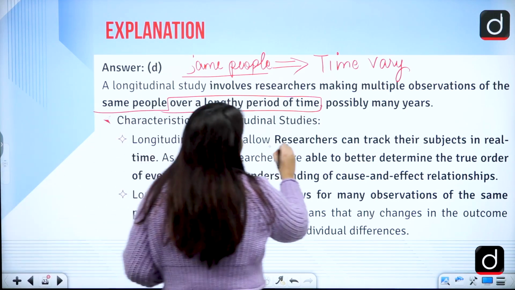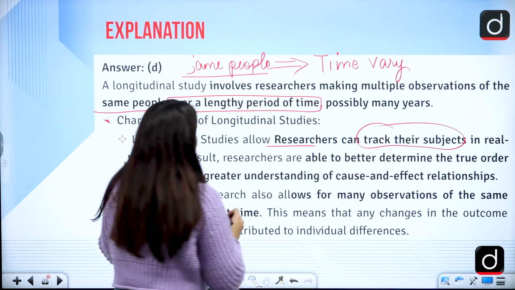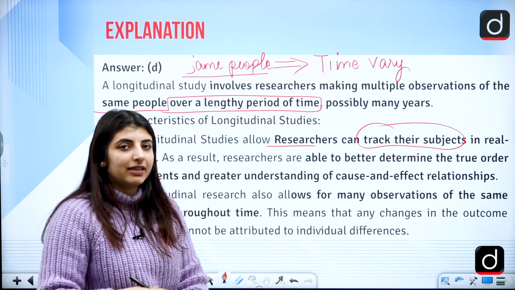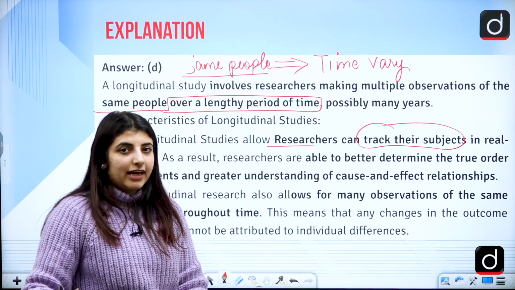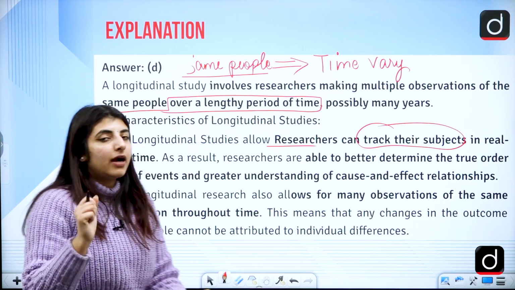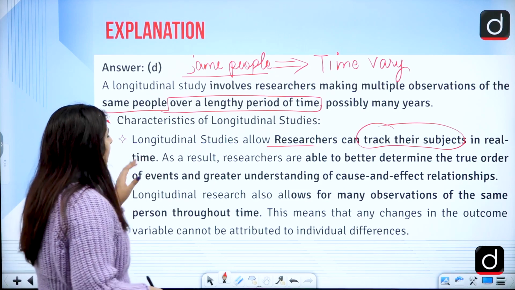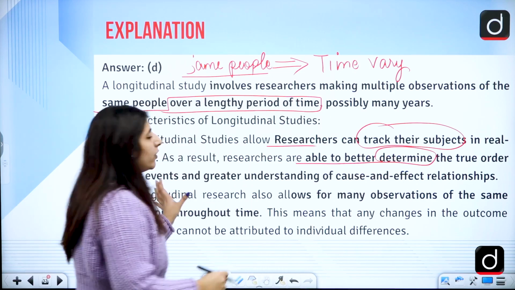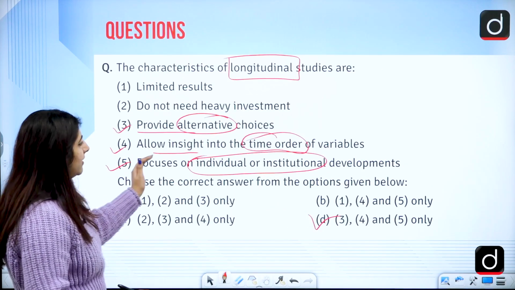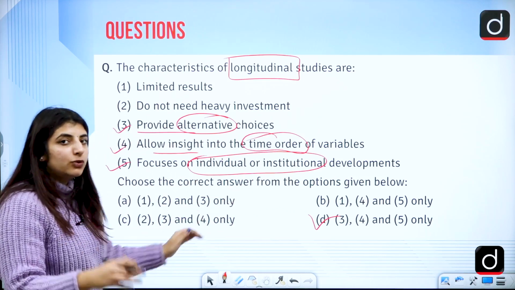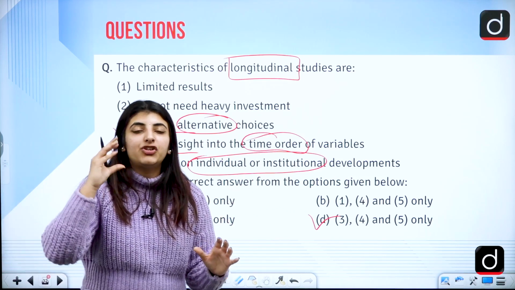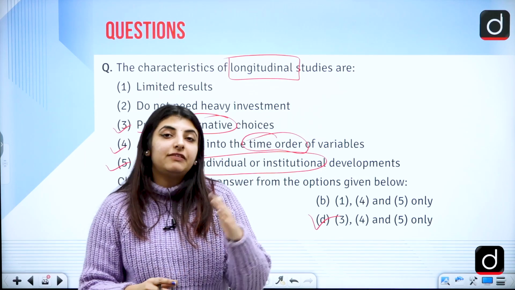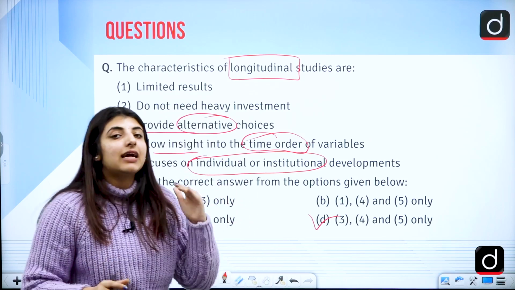Longitudinal studies allow researchers to track their subjects in real time, right? We are meeting them and asking them questions in real time. We can have different modes of interaction, but that interaction happens in real time. As a result, researchers are better able to determine the true order of events. Hence we talk about the time order of variables, because you see the child at 1 year of age, and then a different child at 3 years of age, who has developed, correct?